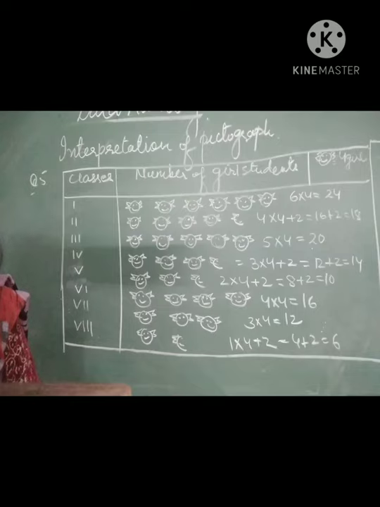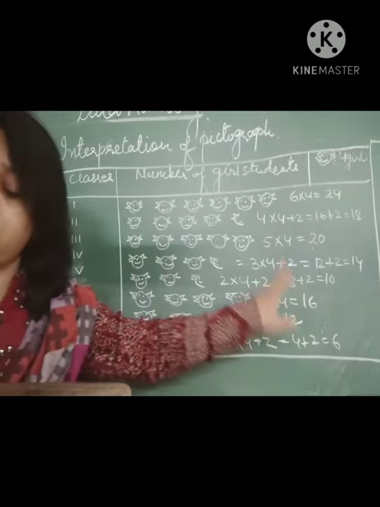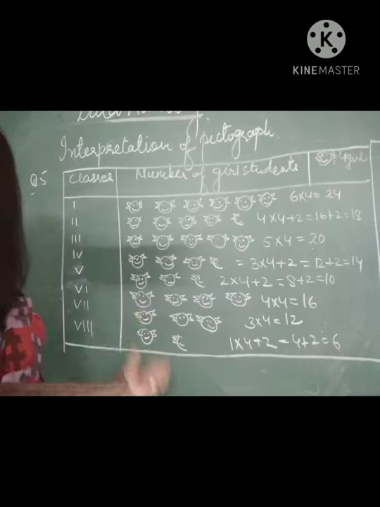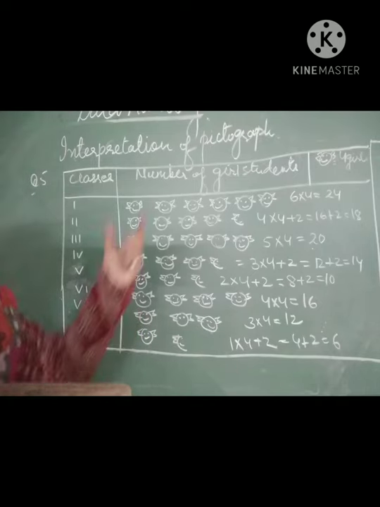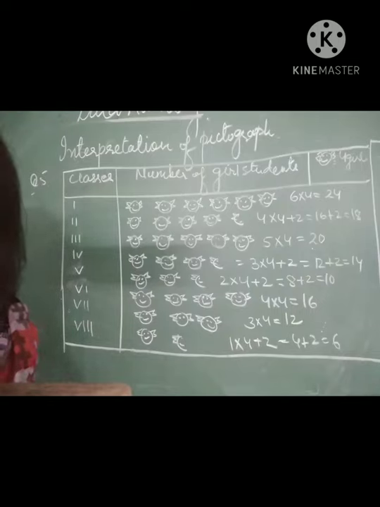Now the next question is how many girls are there in class 7th? See how many girls are there in class 7th. 12 girls are there. 3 complete pictures are there, so we have to multiply 3 by 4 because one picture represents 4 girls. Okay. In this way we can get the data from the pictograph.